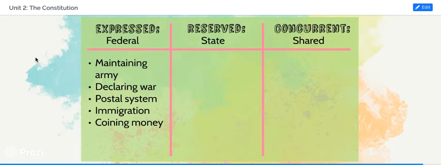So maintaining an army makes more sense for the federal government to do, because let's think about this. If all 50 of our states trained their soldiers in 50 different ways, what is going to happen when you go into battle and you don't go into battle the same way? People are going to die unnecessarily. So we need to have one army, okay?